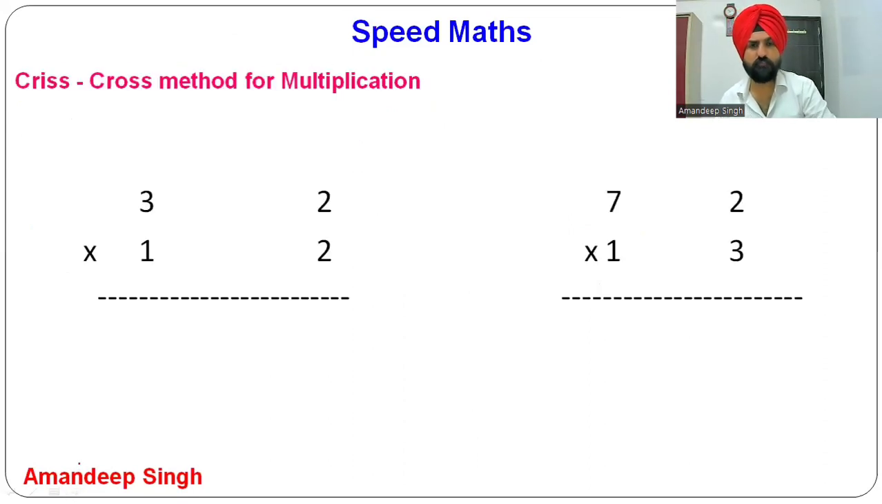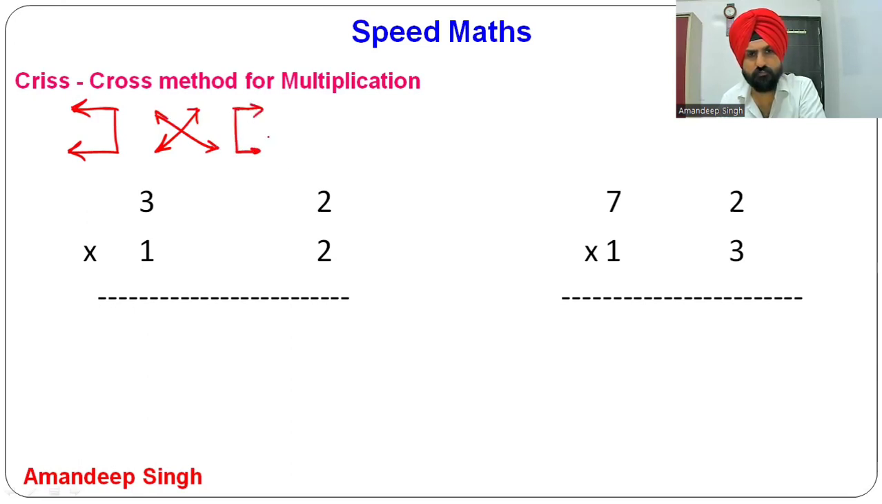Let's start with the next one, which is based on crisscross multiplication. What will happen if the numbers are not close to any particular base? So this time the crisscross method will help you to escape. So how to follow the method? Listen very carefully. You have to just follow these 3 steps. First step is this multiplication. Second step is this multiplication and the addition. And then the last step is this multiplication. You will get your answer.